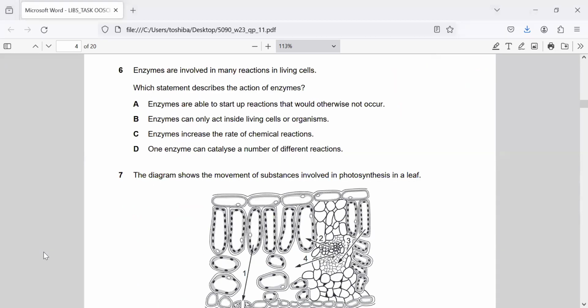This is question number 6. Enzymes are involved in many reactions in living cells. Which statement describes the action of an enzyme? Okay, this question is asking about the action of enzymes. Statement A says enzymes are able to set up reactions that would otherwise not occur. No, it isn't like that. Option B says enzymes can only act inside living cells or organisms. Okay. Enzymes increase the rate of chemical reaction. So according to this question, option C is correct.